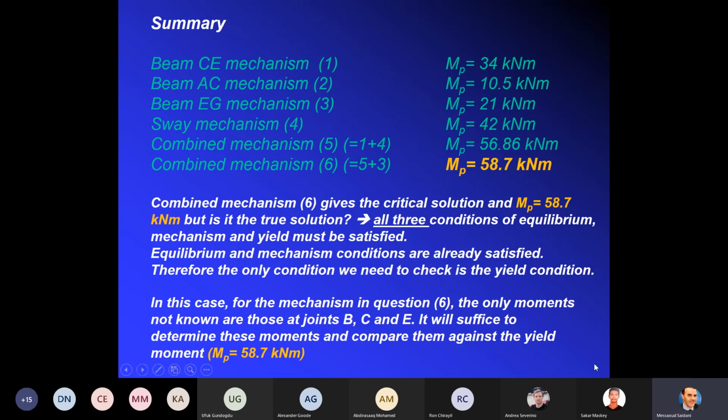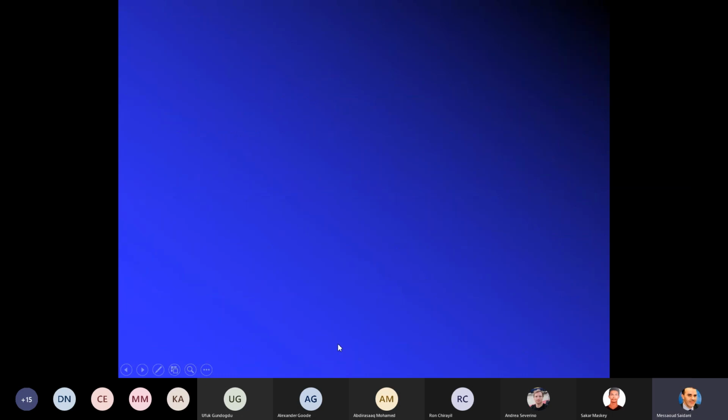Therefore, what we need to do is determine the moments at B, C, and E, and then compare them with the moment MP of 58.7. If the moments are less than MP, that means the yield condition is satisfied. Otherwise, the yield condition is not satisfied, and therefore this is not a true solution. Okay, so let's look at that.